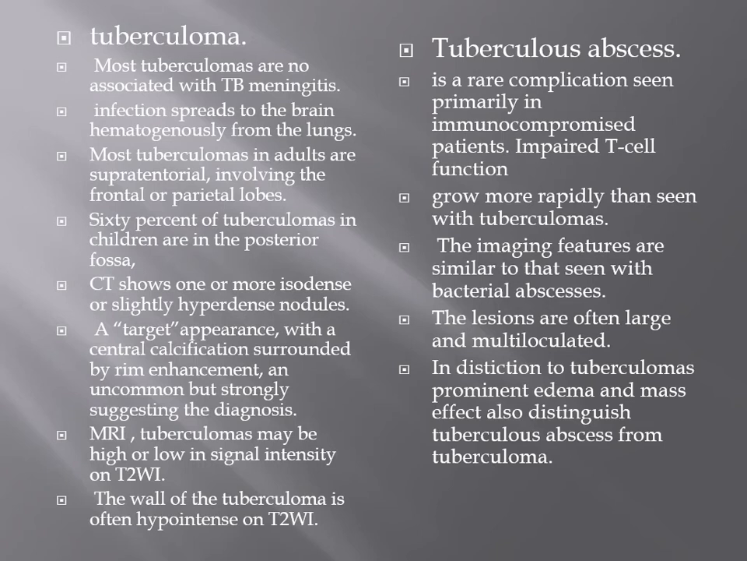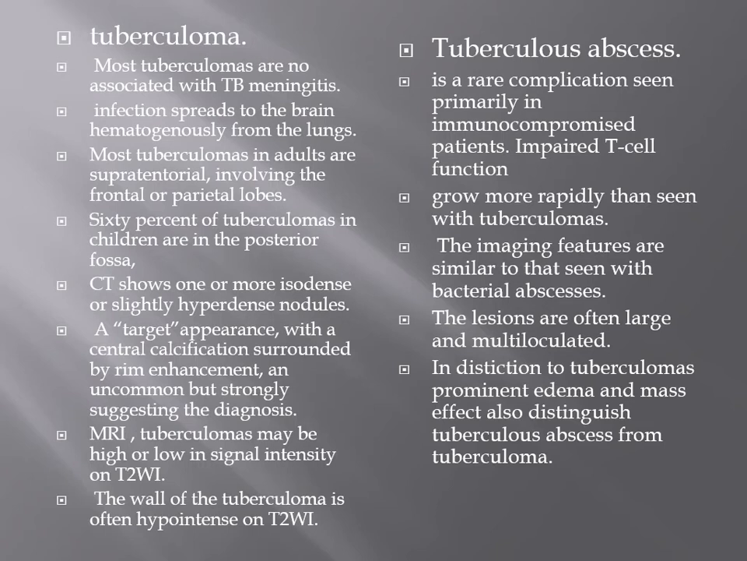Tuberculoma. Most tuberculomas are not associated with TB meningitis. Infection spreads to the brain hematogenously from the lung. Most tuberculomas in adults are supratentorial, involving the frontal and parietal lobes. 60% of tuberculomas in children are in the posterior fossa, usually in the cerebellum. CT scan shows one or more isodense or slightly hyperdense nodules. A target appearance with a central calcification surrounded by an enhanced rim is uncommon but strongly suggests the diagnosis.